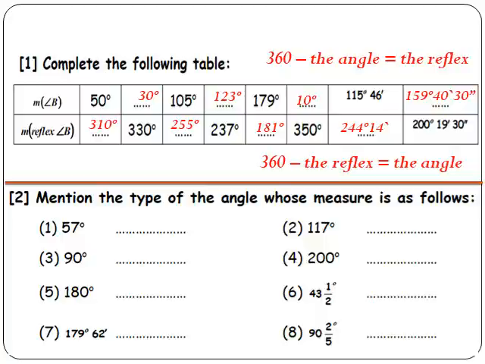Its measure is equal to how many degrees? Yes, equal to 90. Wonderful. And its sides are perpendicular. Don't forget that. What else? Obtuse angle. Its measure is greater than 90 and less than 180. After that, reflex angle. Yes, it's more than 180 and less than 360.